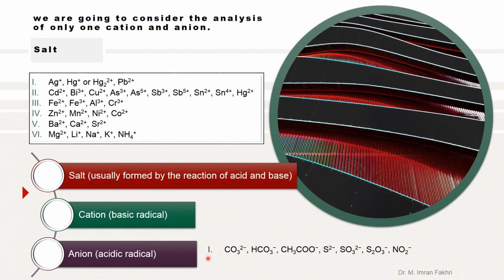In the first analytical group of anion or the acid radical, we have carbonate, bicarbonate, acetate, and the following ions are also present. Chloride, bromide, iodide, nitrate, oxalate are present in the second analytical group. And in the third analytical group, we have phosphate and sulfate present.